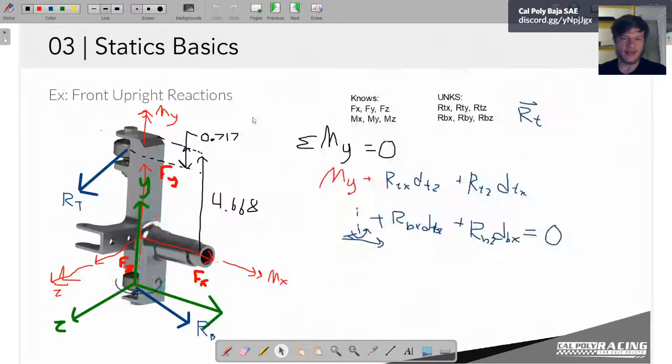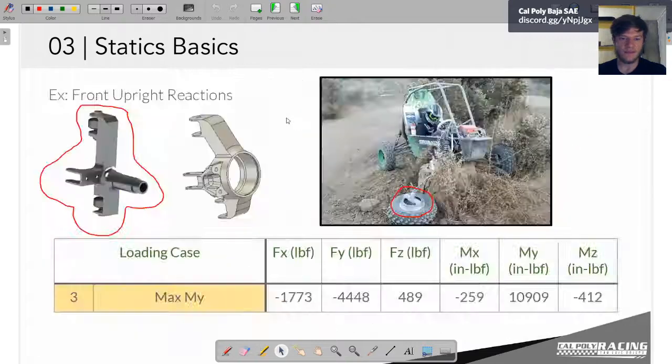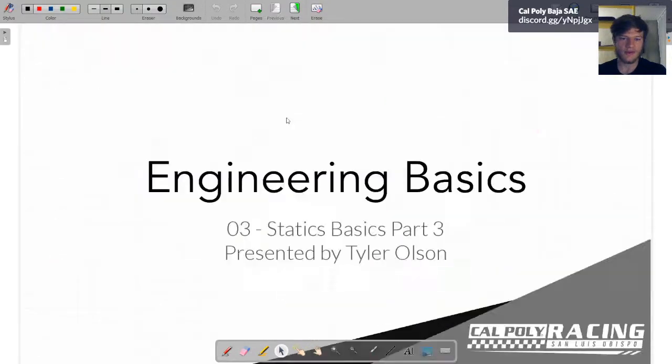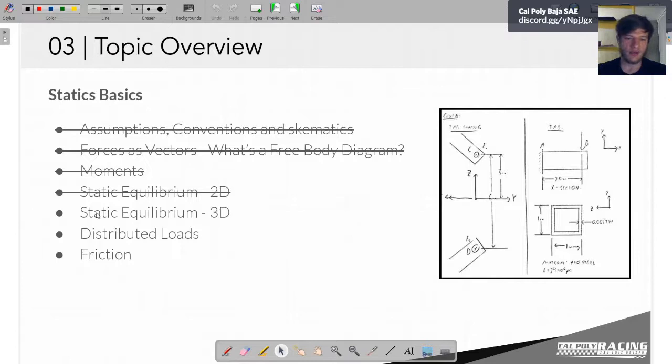But that is it. That's all I have for today. We go all the way back to the beginning. This is the third presentation on statics basics. Today we covered 3D equilibrium. We reviewed a little bit of 2D, and then we talked about distributed loads and friction.